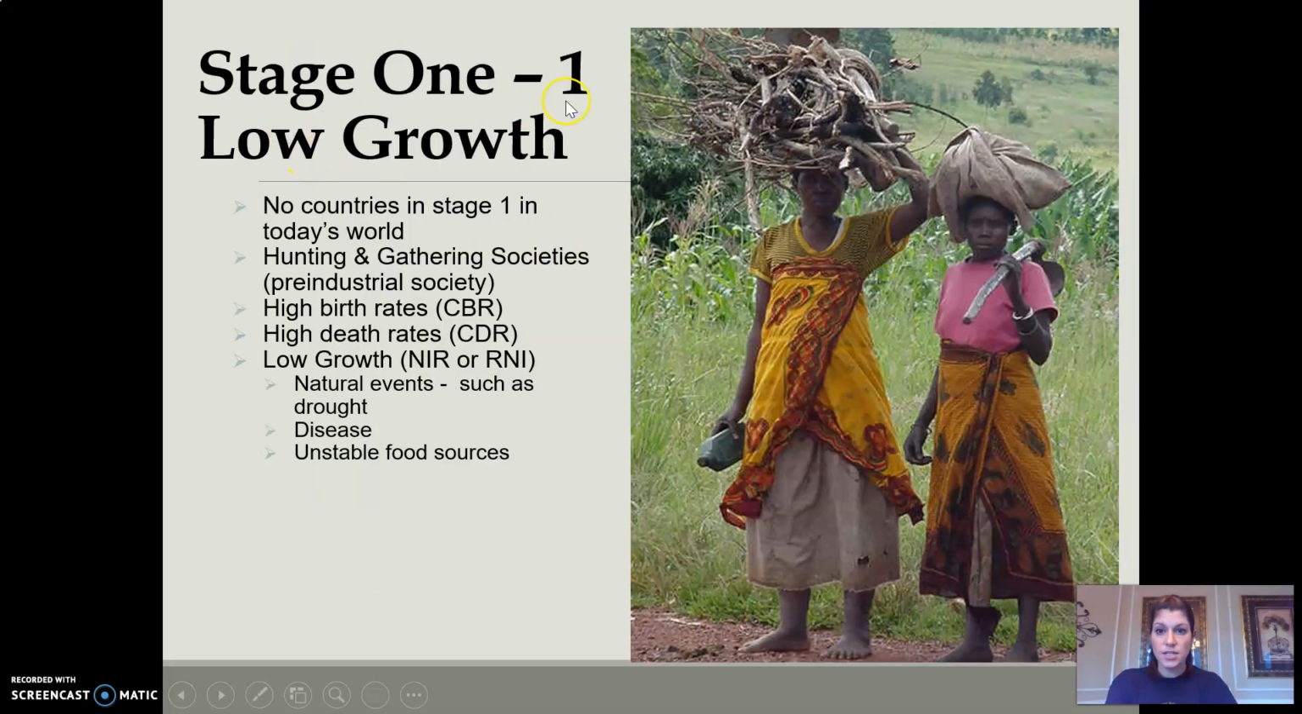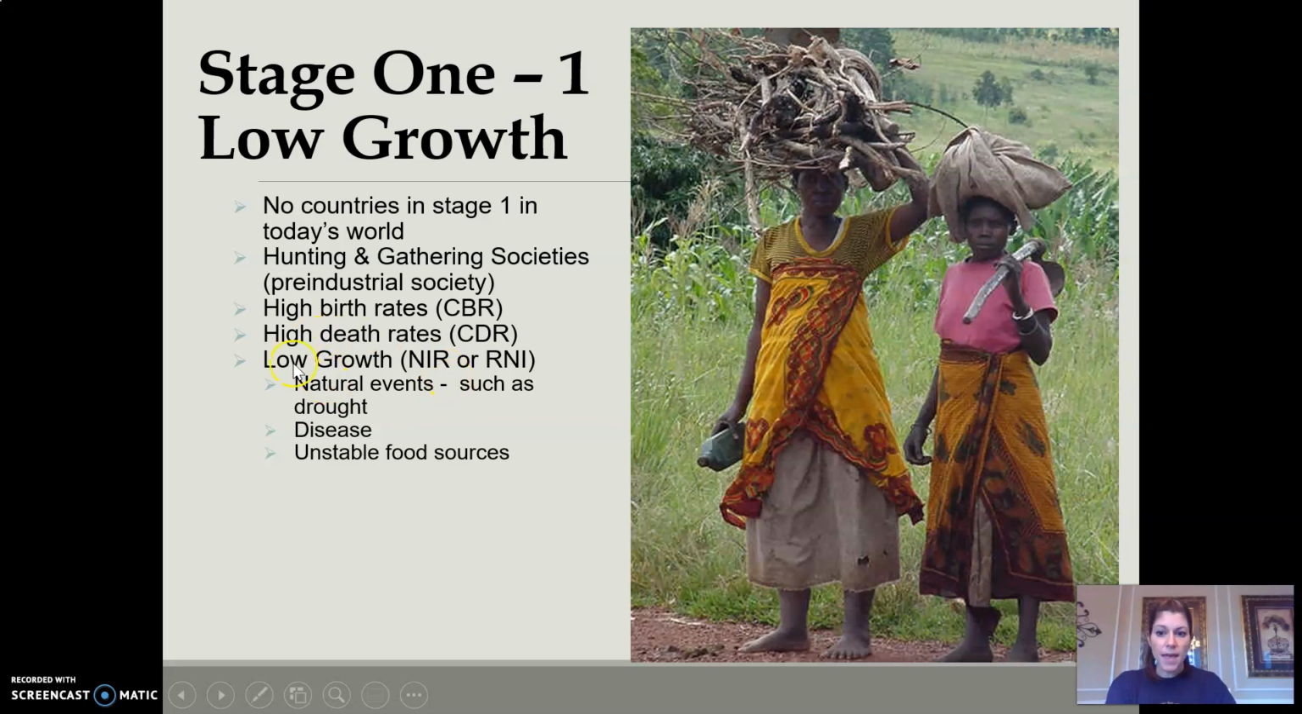So our first stage is stage 1, and there are no countries in stage 1 of the demographic transition model. There are a few hunting and gathering societies that still exist. They would be in stage 1, but not the country itself. So again, hunting and gathering societies are pre-industrial societies. We'll see high birth rates, high death rates, low growth, so low natural increase or rate of natural increase.